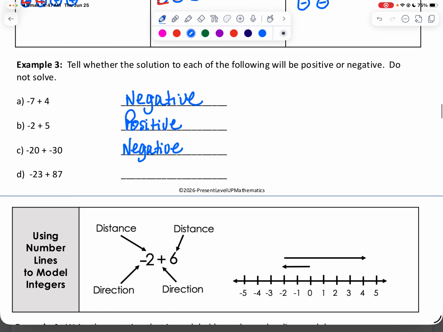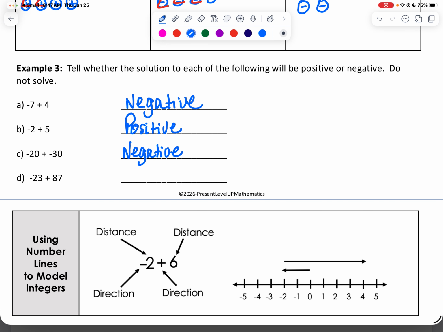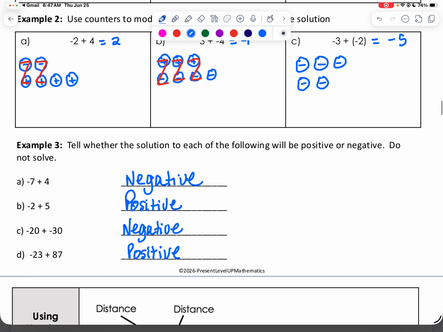And then problem D, I have 23 negative counters on the top row and 87 positive counters on the bottom row. So this would be a positive answer. All right. Now, in the first page, we used counters to model integer addition.